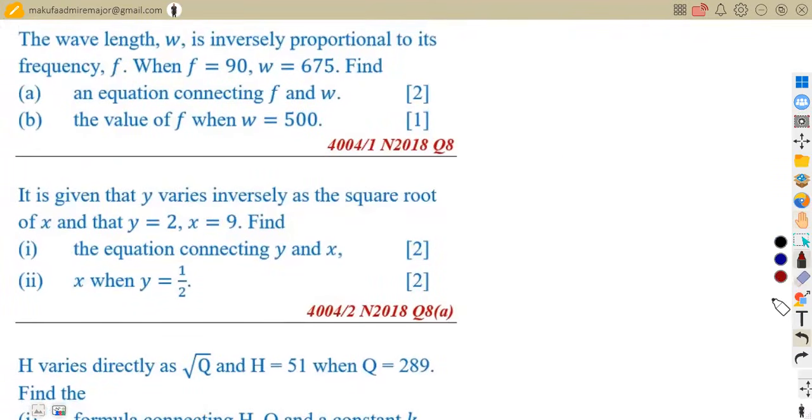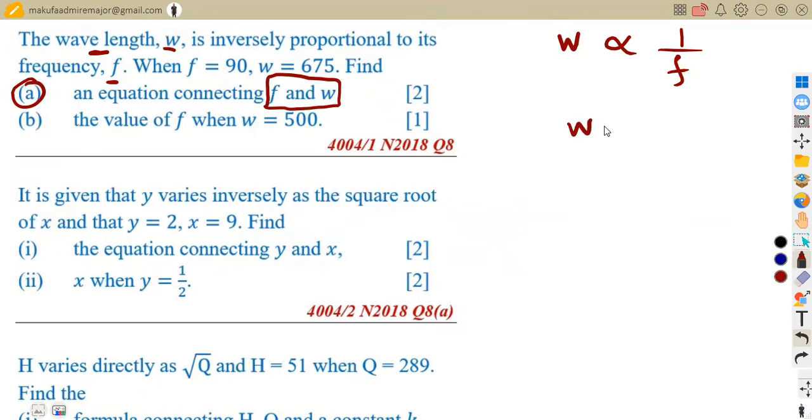We are given the wavelength w. So the wavelength, in this case, is inversely proportional to its frequency. Inversely proportional, that's 1 over. So that is 1 over the frequency, which is written as f. So that is what you're given, all right? Meaning to say, we are asked to find an equation connecting f and w. The constant is not mentioned. So here we are going to introduce the constant: k over f. Find the value of k.